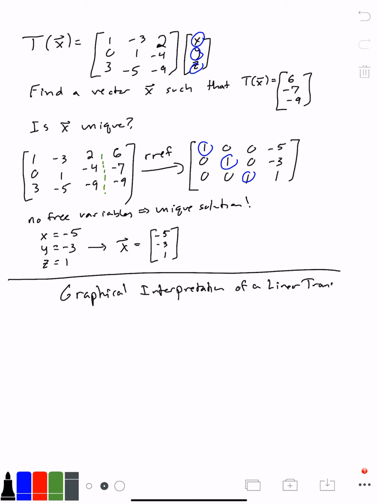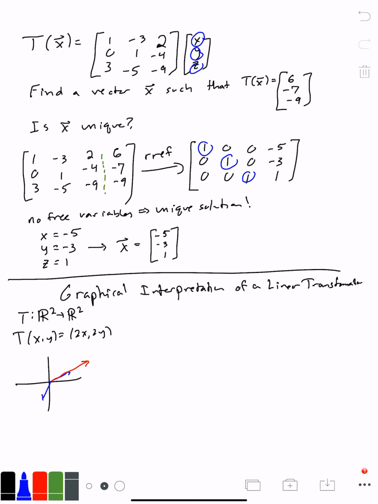And it's a little bit easier to see in R2. So let's suppose my function here, as simple as I can be, T of x, y is 2x, 2y. What this does is any input vector you have, your output is going to be just twice as long. So that's what this function does.